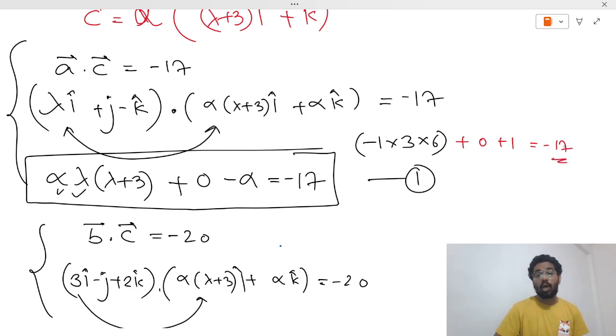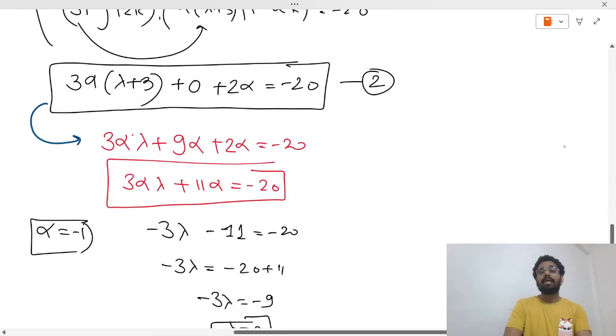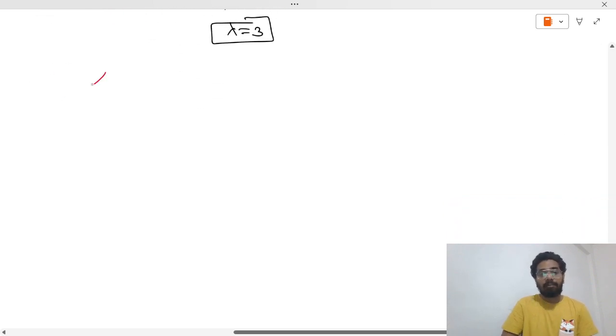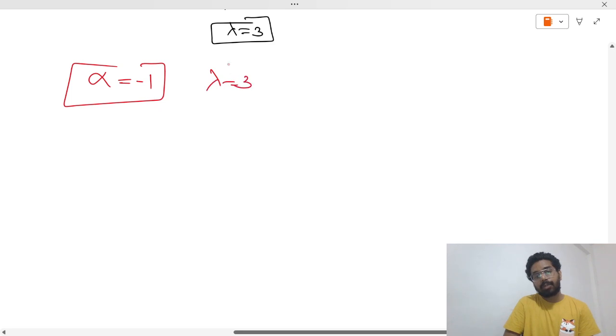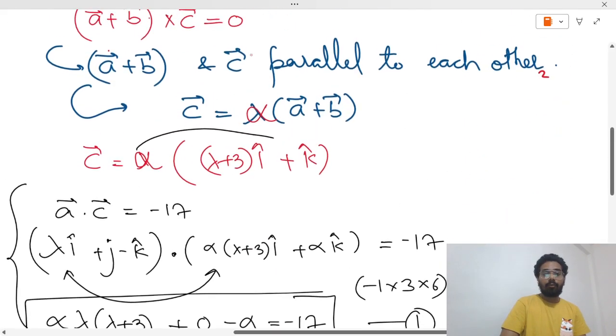And this technique is called reading the examiner's mind, because I thought that if the examiner created these values, they must be integers, and I generally start with alpha equals 1 and minus 1. All right. So from here, we have alpha equals minus 1 and lambda equals 3. If we have got this, we have got the value of c. And what do we have to do?